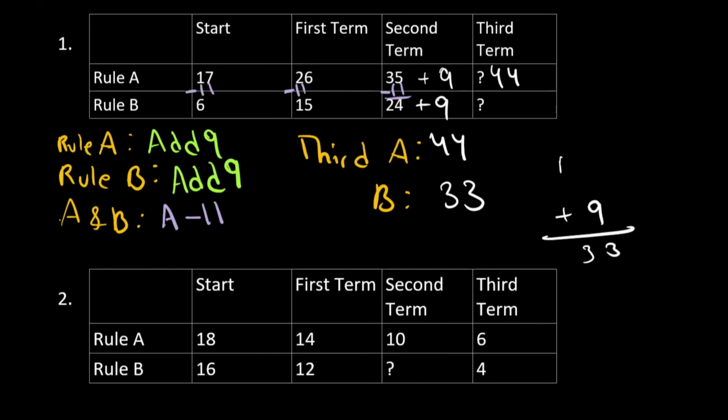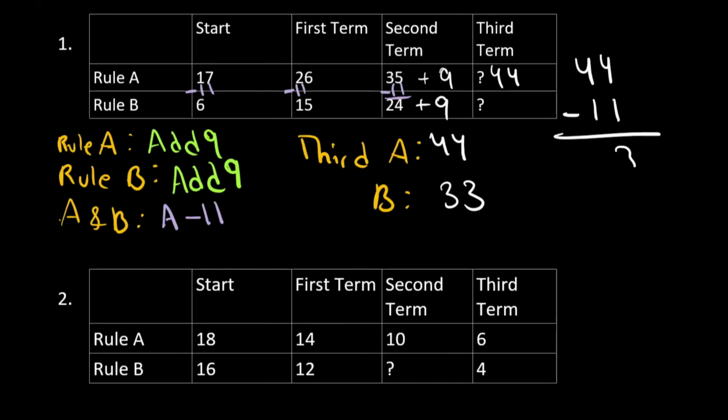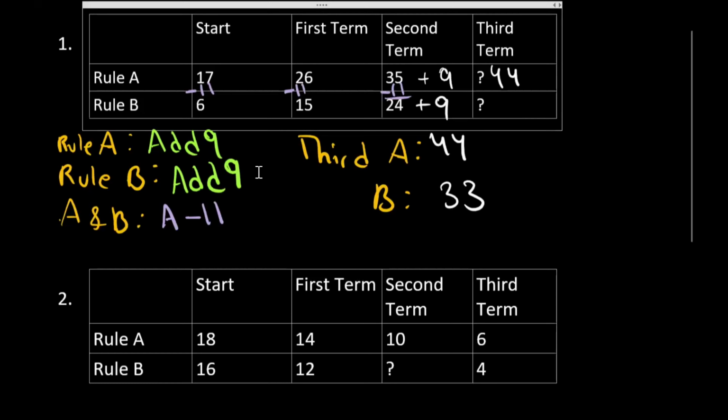Okay, let's double check. So 44 minus 11 is 33, and let's make sure. 4 minus 1 is 3. 4 minus 1 is 3. Is that 33? Yes, it is. So our answer is indeed right. Now, let's move on to the second question.